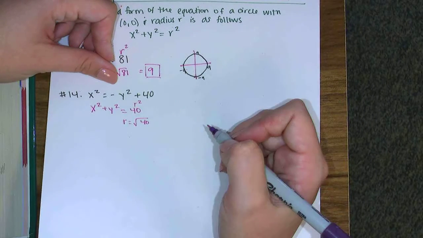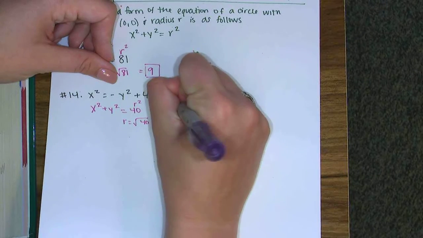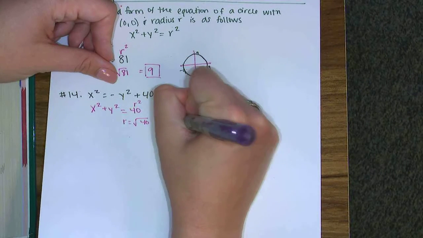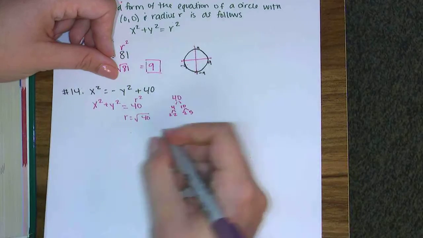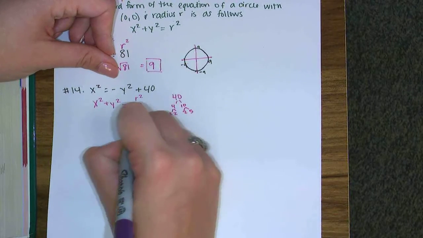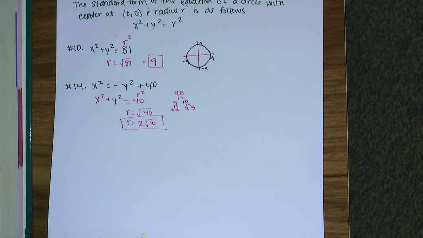Now with a 40, I can pull out a 2. So it's 4 and 10. 4 is 2 and 2. 10 is 2 and 5. So it'll be 2 root 10. And that's all you have to do, because like I said, I don't care about the graph. So 2 square root of 10 is the answer for that one.